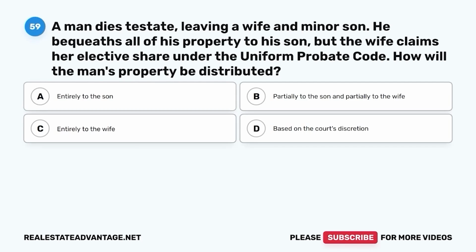Question 59. A man dies testate, leaving a wife and minor son. He bequeaths all of his property to his son, but the wife claims her elective share under the Uniform Probate Code.